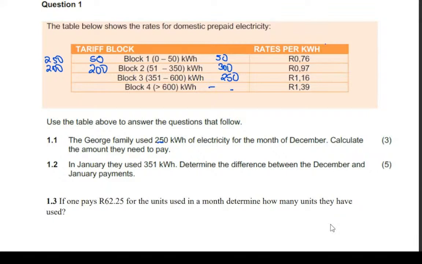We shall say 50 times 0,76 plus, here we have 200 units times 0, so this is 432 rands.